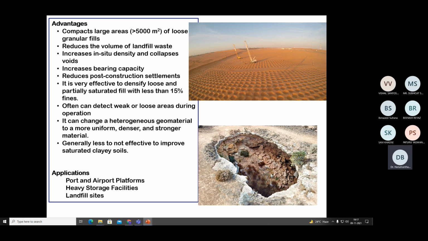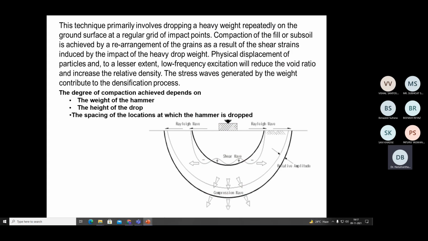This technique is especially useful to densify loose, free draining, granular materials. It is not useful for clayey soils. The previous two techniques, sand drains and stone columns, are specifically meant for clayey soils. But today what we are discussing is a technique which is exclusively useful for loose sands, that is, granular material.